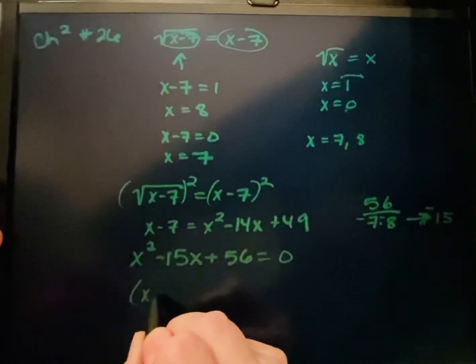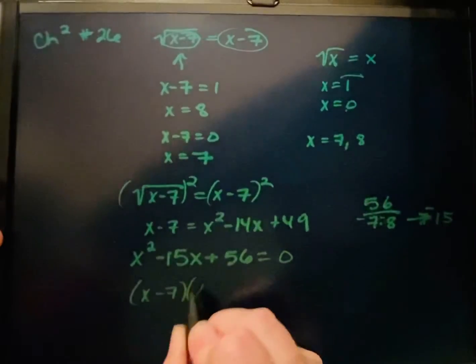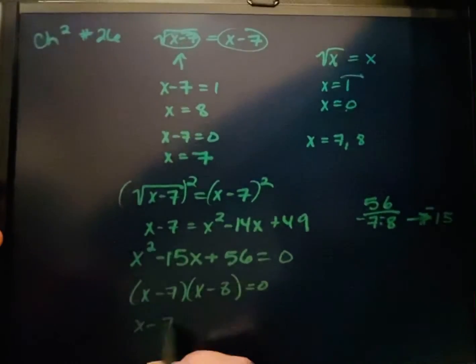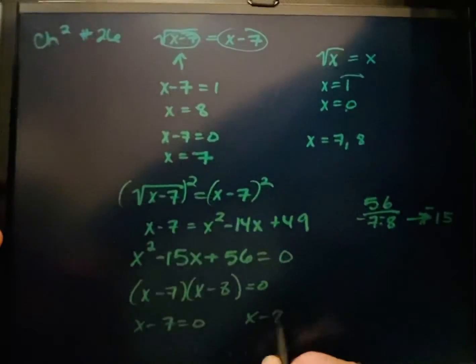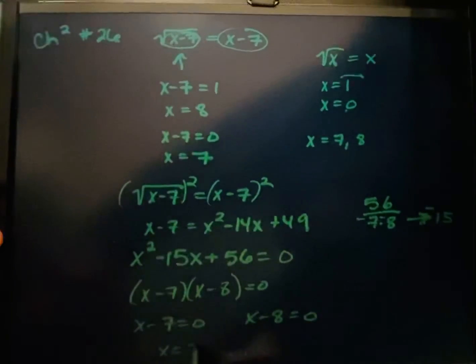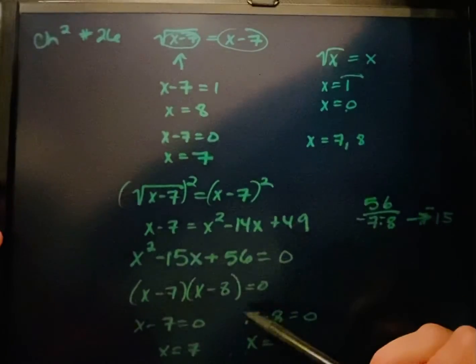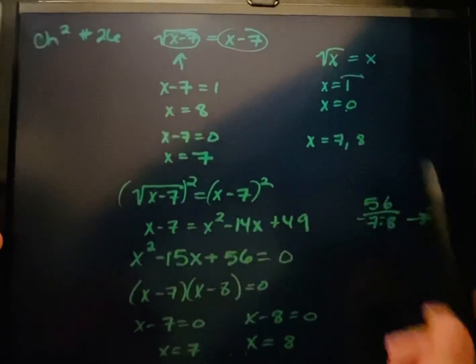That's going to give us x minus 7 times x minus 8 equals 0, which gives us x equals 7 or x equals 8. So you can see we came up with the same answer doing it two different ways. So pick whichever one you prefer.